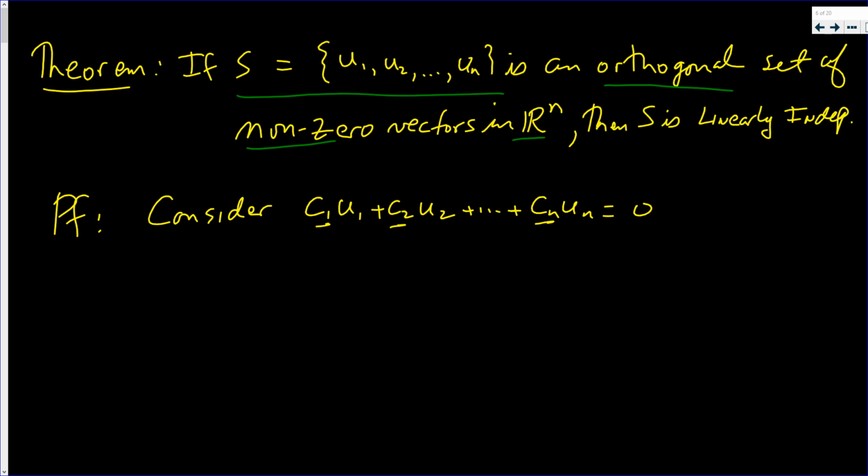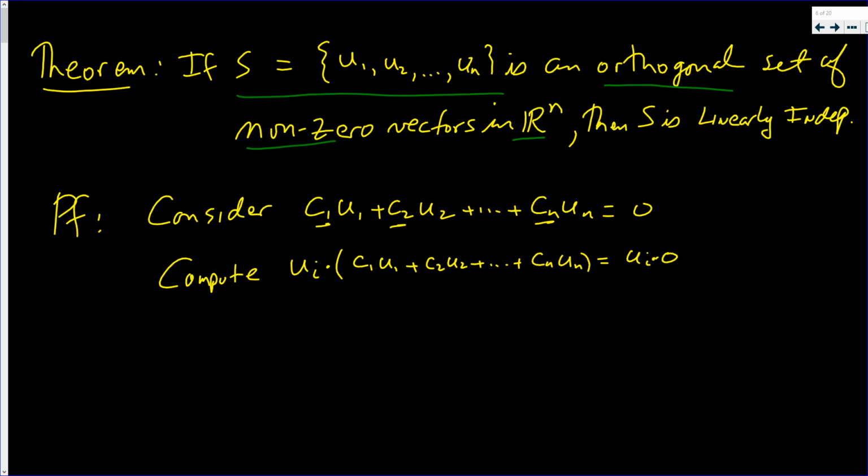So compute, I meant u sub i. I take one of these vectors, u sub i, and I dot it with c1u1 + c2u2 all the way down to cnun. And this is going to be u sub i dotted with the 0 vector.